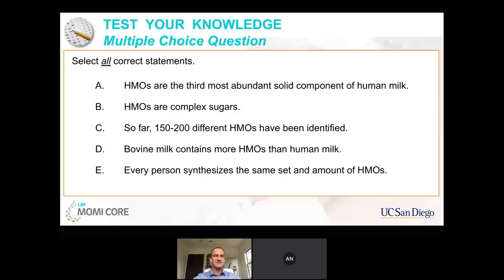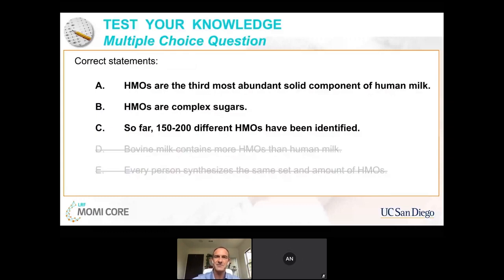Okay, what are the answers? Mainly it is answers A, B, and C that were picked, and that is exactly correct. It's true that it's the third most abundant component. They're complex sugars, and there are about 150 to 200 different oligosaccharides identified. There's more in human milk than in bovine milk, and it's very different from human to human.